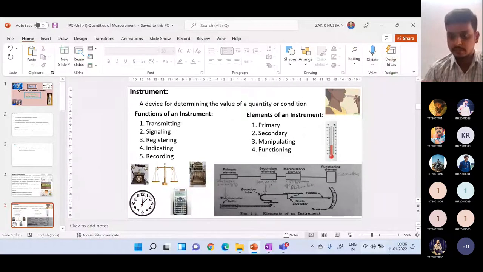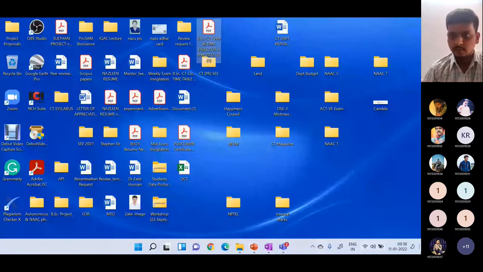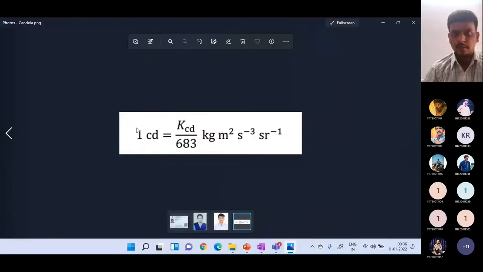In this one, G1 has asked one doubt. So for the answer for that one, can you see my screen? Yes, sir. So this is a candela. One candela is some constant divided by 683. The unit is kg per meter square per second cube into steradian.